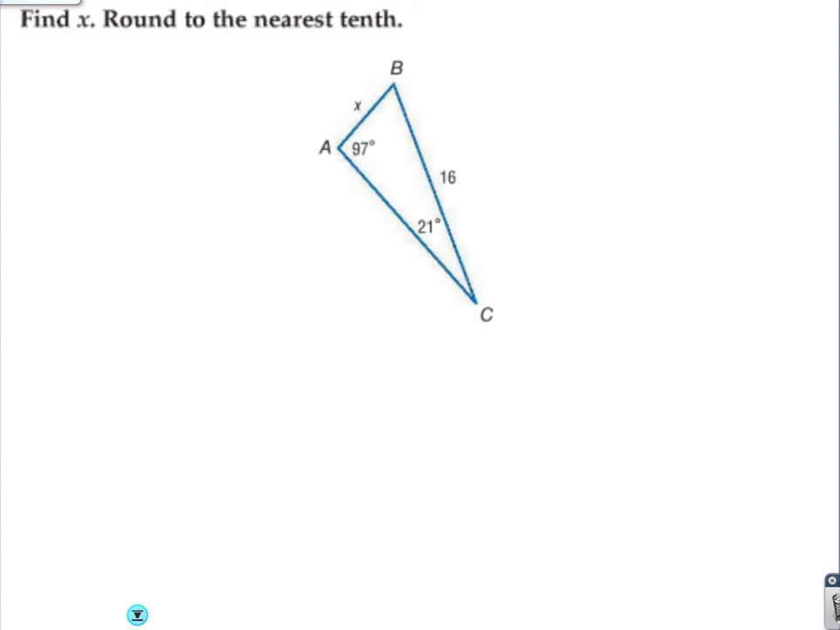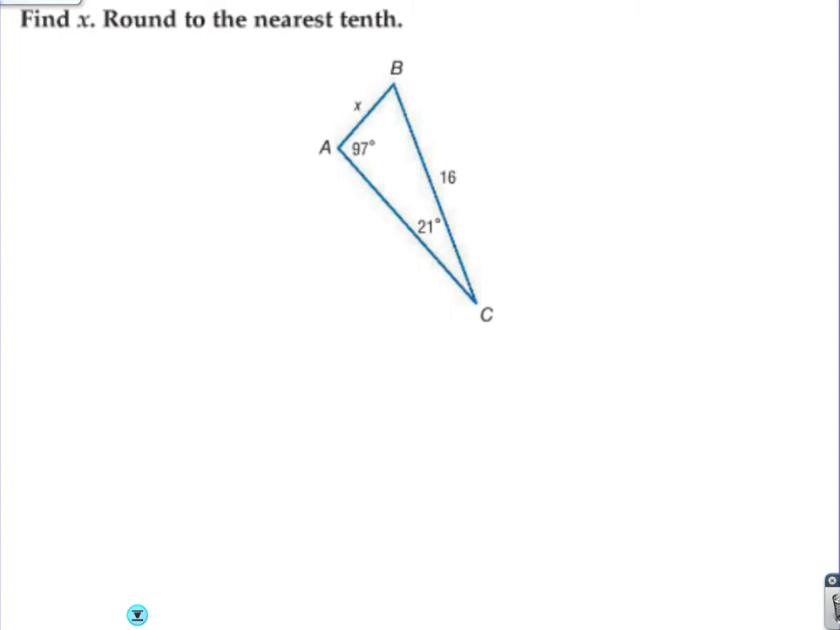Find x and round to the nearest tenth. I do want to remind you before we go into these problems, if you have to find something like the sine of 35, that is a number. The sine of 35 is a decimal number. Okay, does everybody understand that? If you were dealing with a right triangle, it still would be the ratio of the opposite side to the hypotenuse. It's still that stuff.